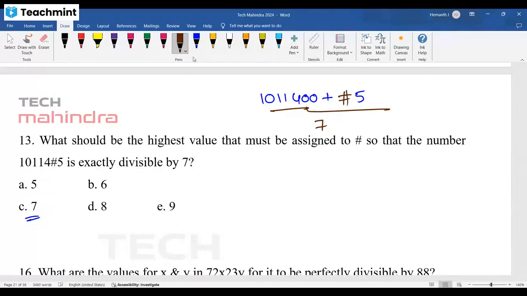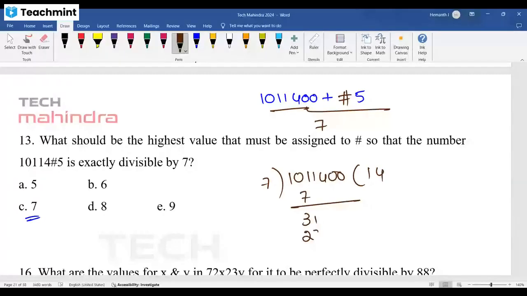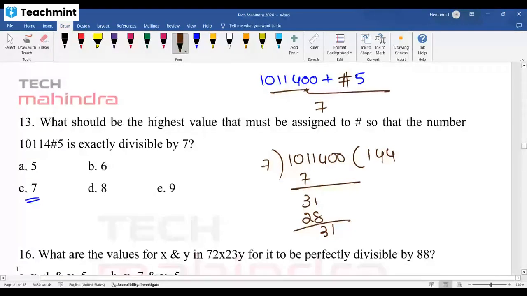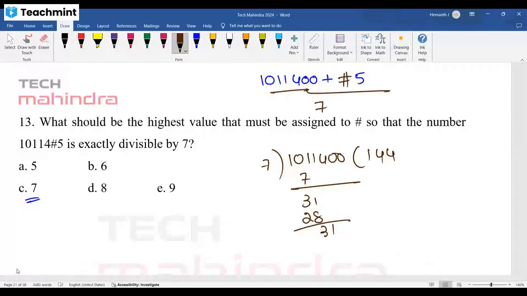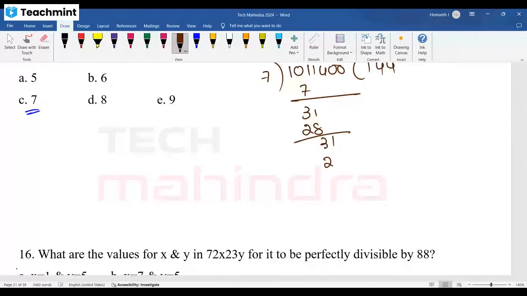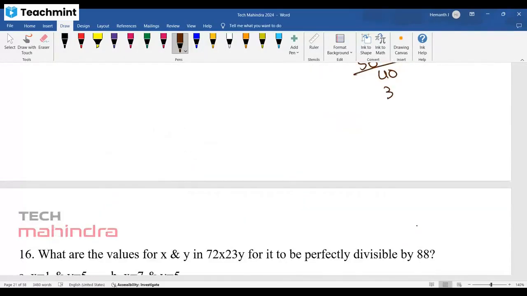7 1 7, still we have 31. 7 4 is 28, still you have 3. Sorry, yeah, 31 only, right? 31, so 4 times 28, still you have 3. 34 it will come. So 7 4 times 28. Still we'll get 60. 8 times 56. Now we'll get 40. 5 times 35. You'll get 5 remainder. 5 remainder.